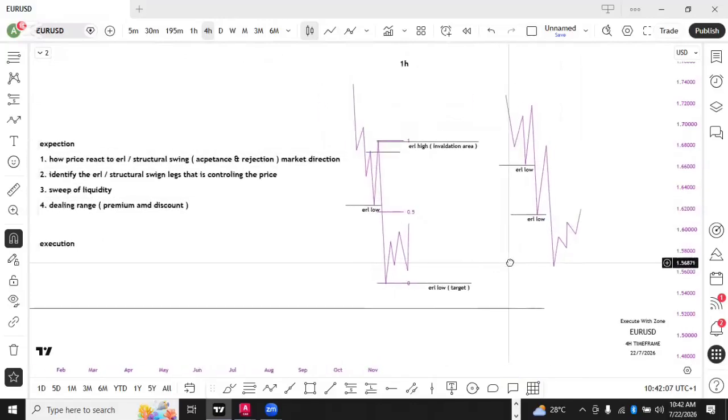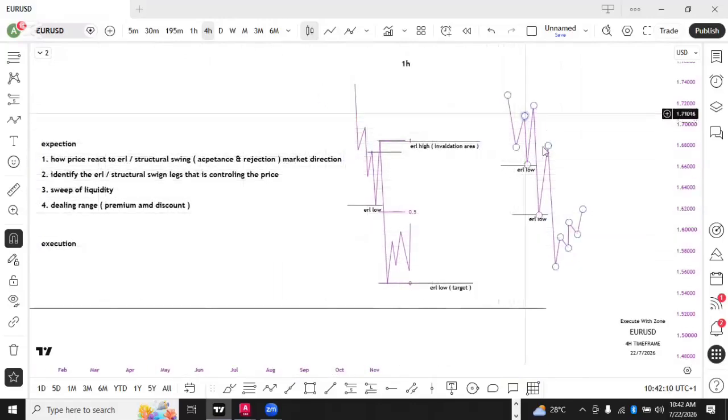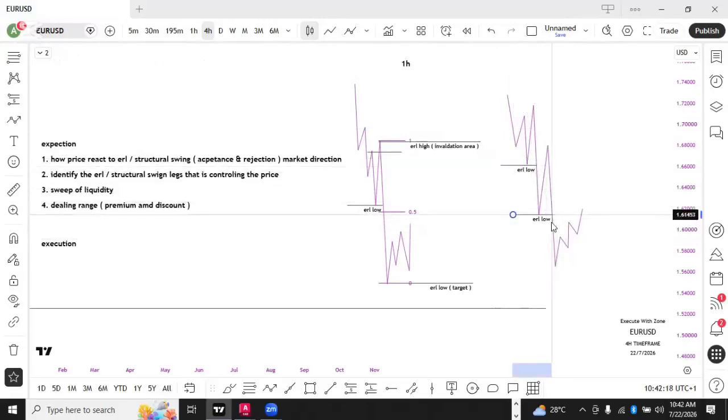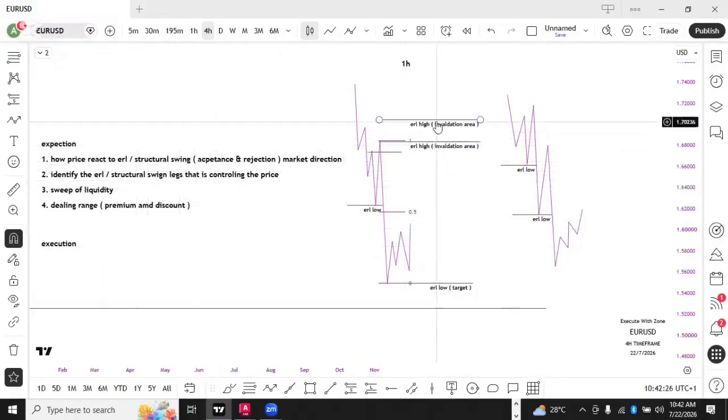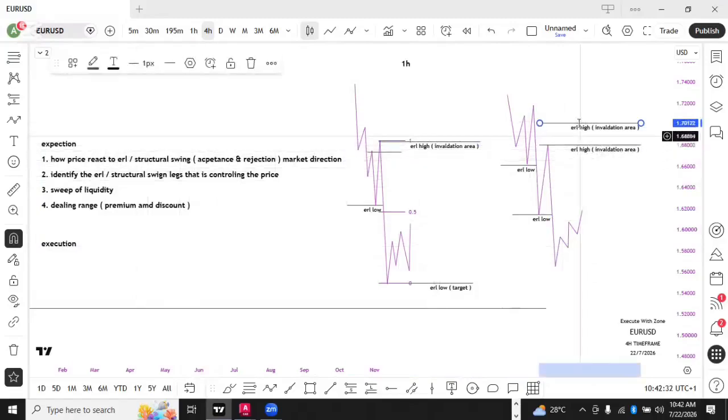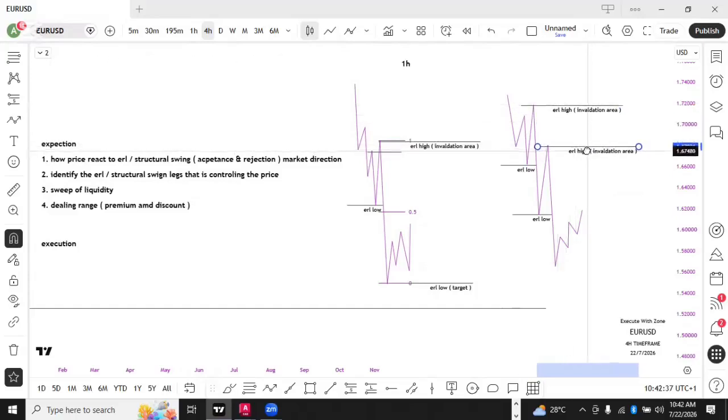So first thing, remember, you want to know your market direction. In this scenario, you already know that your current leg is to the downside. It breaks structure to the downside, right? So you know we are bearish. Next, you want to know your structural leg, which is this structural high here.